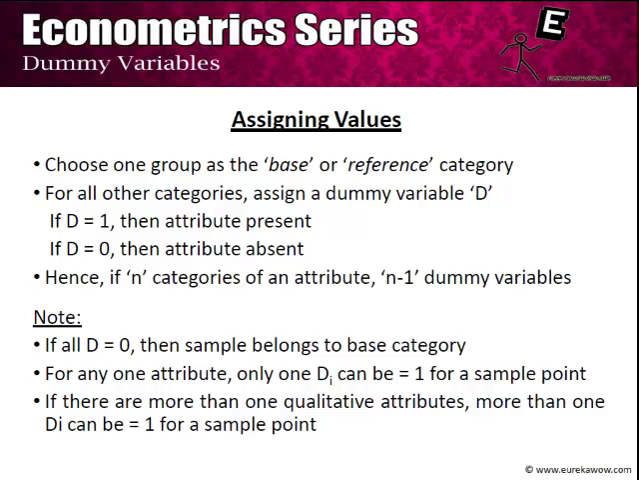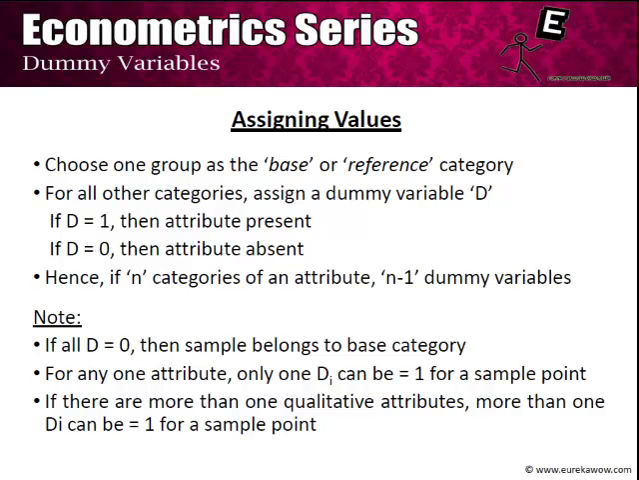Hence, if there are n categories of an attribute, then we need n minus 1 dummy variables. Some very important things to note are that if all D equal to 0, then what we are talking about is the base category, because it belongs to none of the other categories and hence has to belong to the base category. For any one attribute, only one of the Dis can be equal to 1 for a sample point. Hence, if you talk about gender, then it has to be either male or female. If you're talking about stream, it has to be either arts, commerce or science. Note that this will be true in the case when the categories are mutually exclusive. If there are more than one qualitative attributes, then more than one Di can be equal to 1 for a sample point.